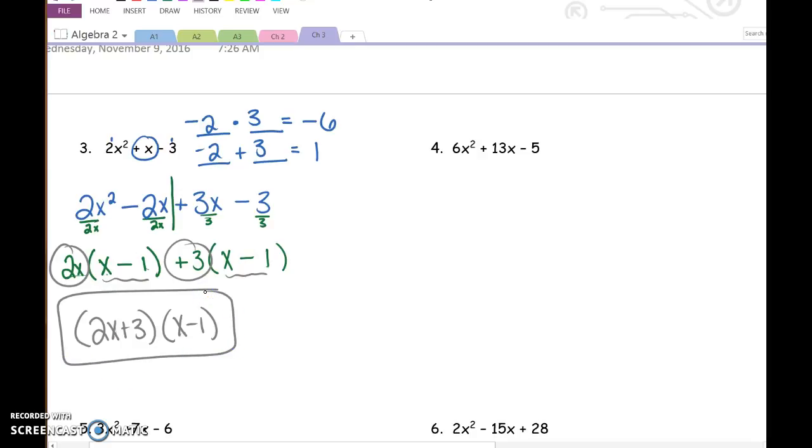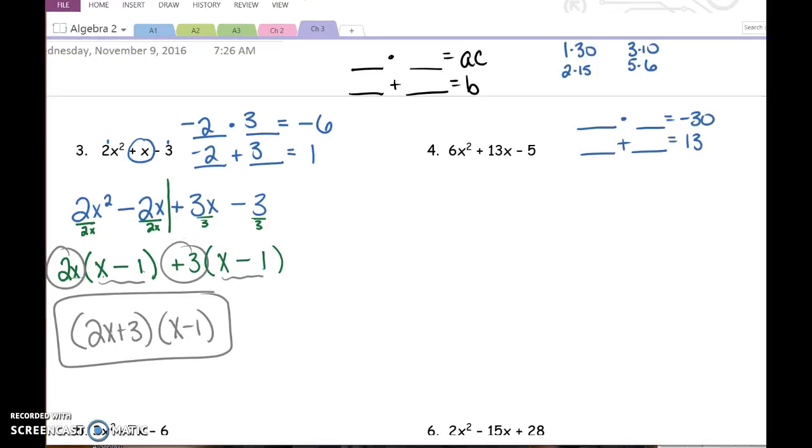I would like you to try number 4 on your own. Okay, so the important thing is that you multiply your a value times your c value. So 6 times negative 5 is negative 30. You're looking for a pair of numbers whose product is negative 30 and whose sum is 13.